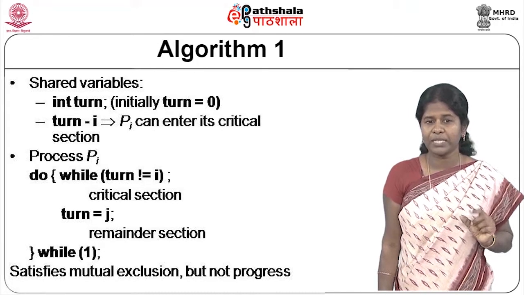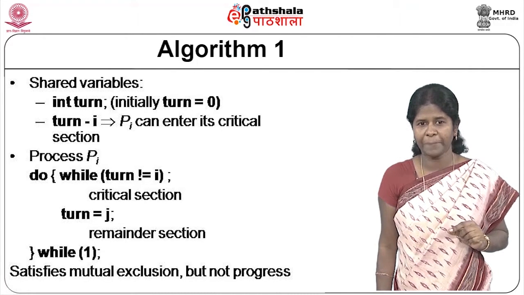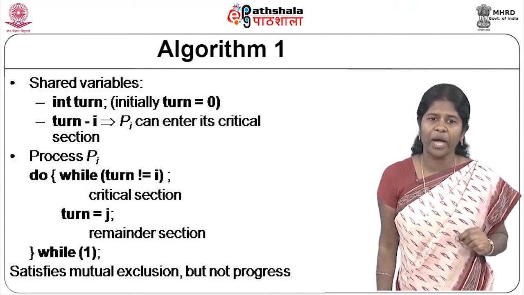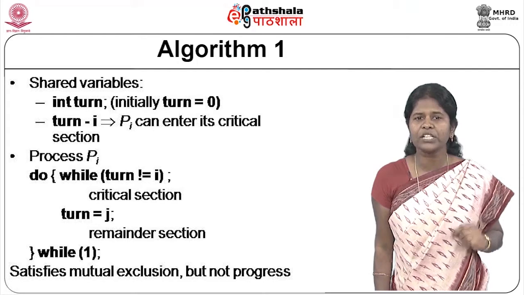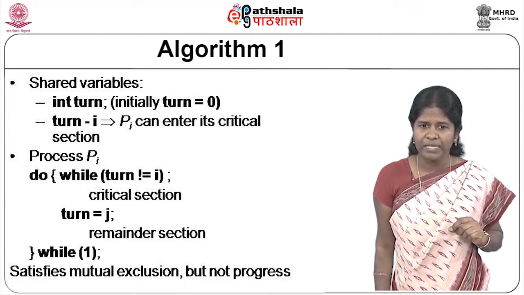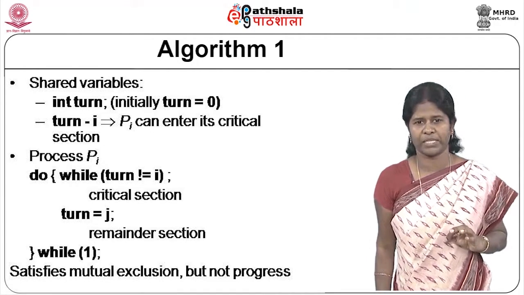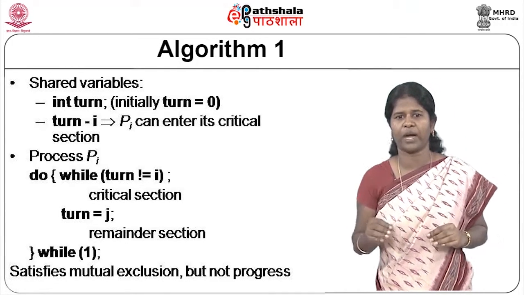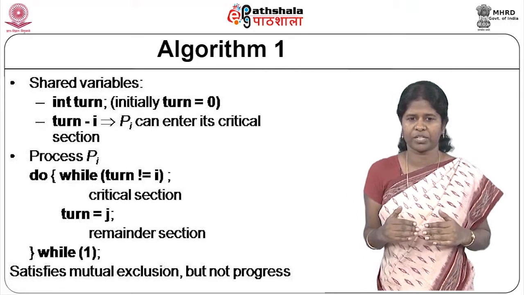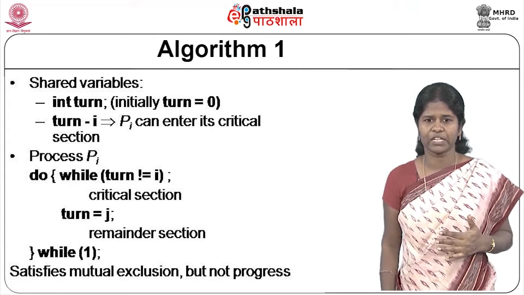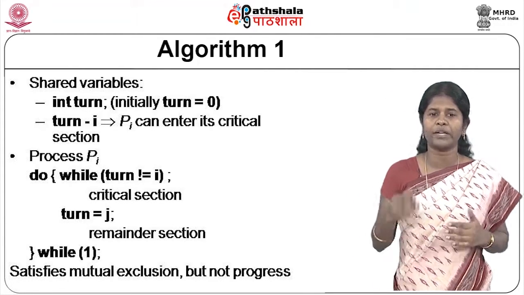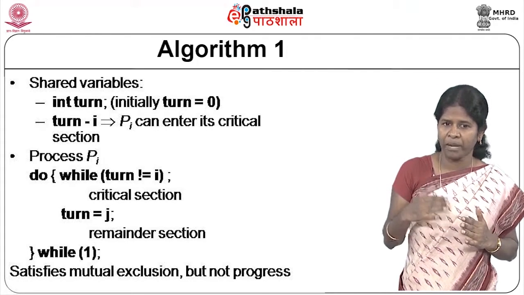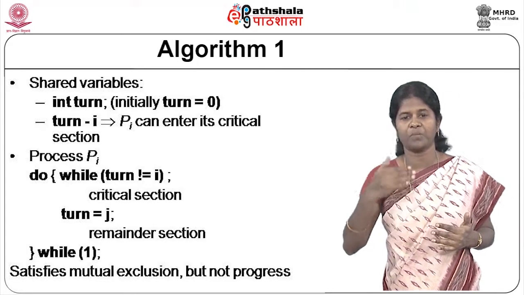This is the code for process Pi. It will check whether the value of turn is equal to i or not. As long as it is not equal to its ID i, it will keep on waiting. If the value of turn becomes equal to i, then it can enter the critical section. After coming out of the critical section, you have a statement turn equal to j. This turn equal to j is executed after process i comes out of the critical section.